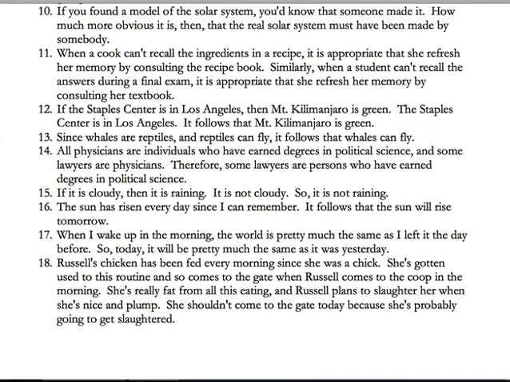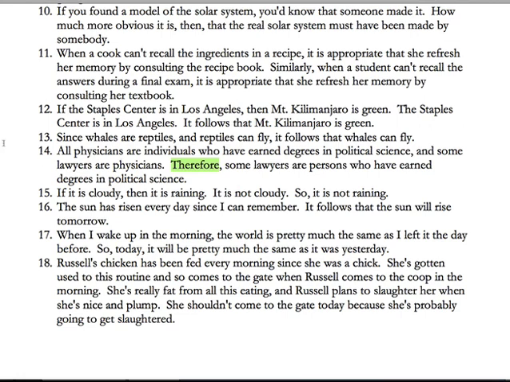Since whales are reptiles and reptiles can fly, it follows that whales can fly. Since is a premise indicator word. It follows that is a conclusion indicator phrase. All physicians are individuals who have earned degrees in political science, and some lawyers are physicians. Therefore, some lawyers are persons who have earned degrees in political science.